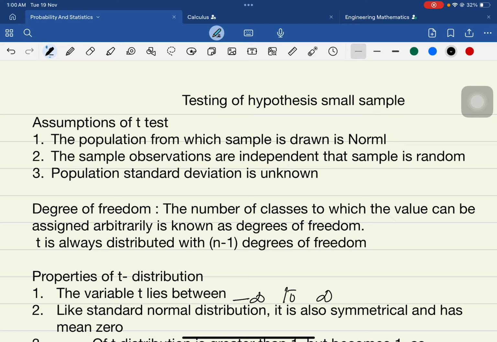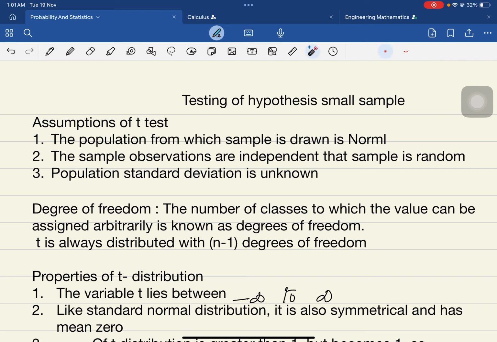And in the previous lecture, I have clearly mentioned when to use the test statistic Z alpha when the sample size is greater than 30, and when you accept the null hypothesis or reject the hypothesis. All these we have done in the previous lectures. Now let us consider the testing of the hypothesis of the small sample.